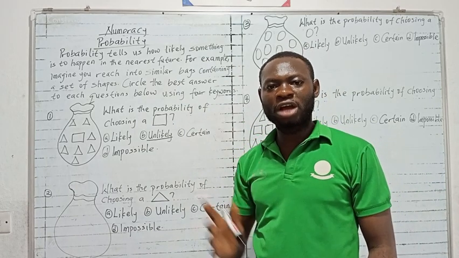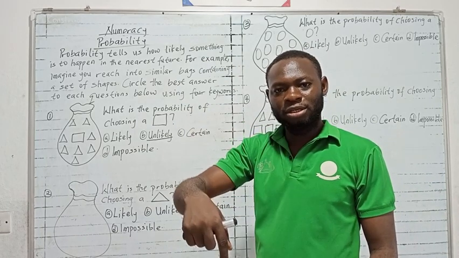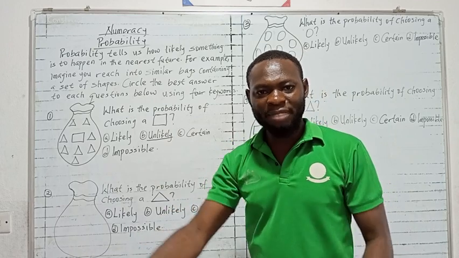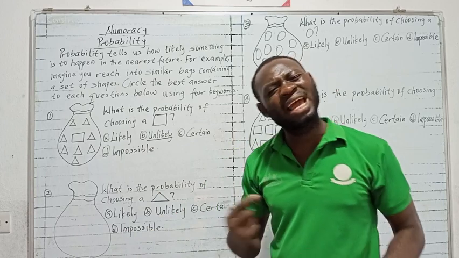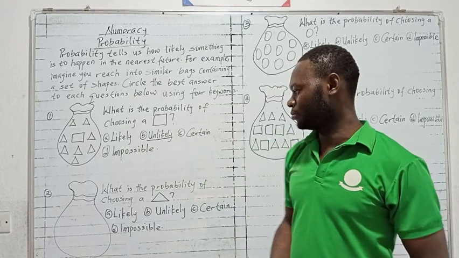Okay? The conditions we are considering, it is there. So in as much as it is present, but it is present in a very small amount, then we say that it is unlikely for us to choose.